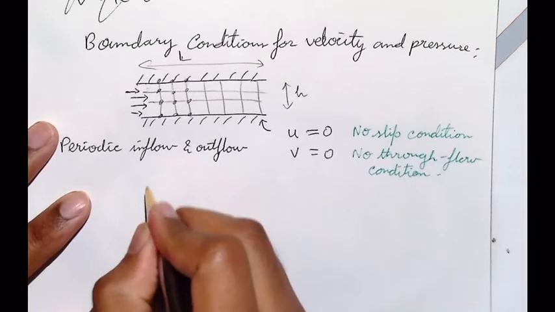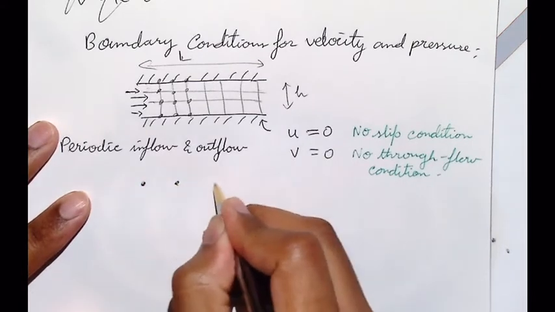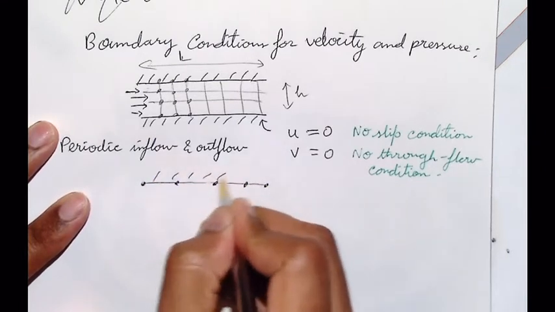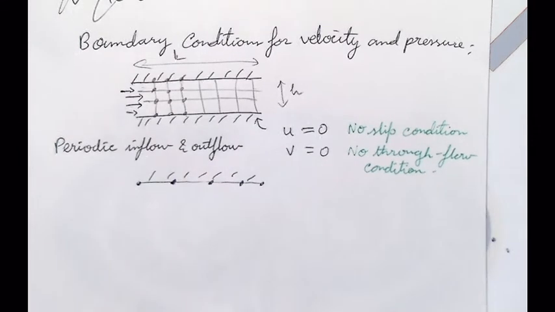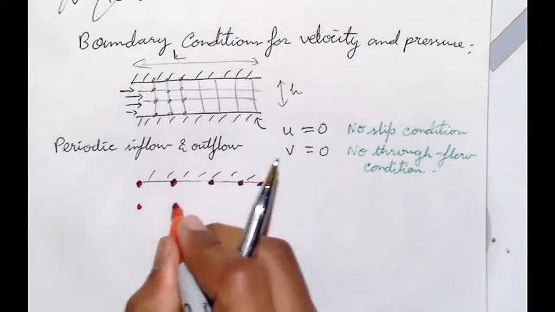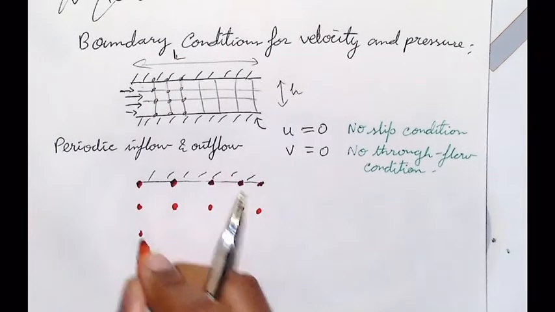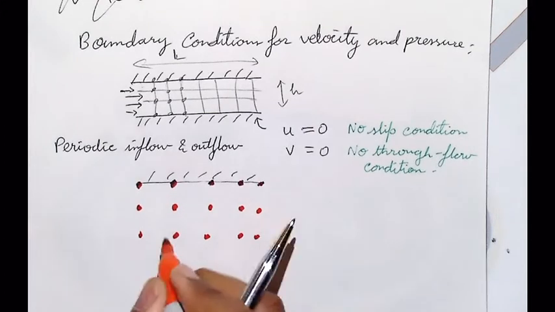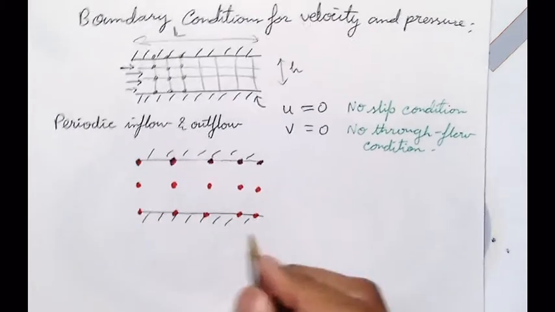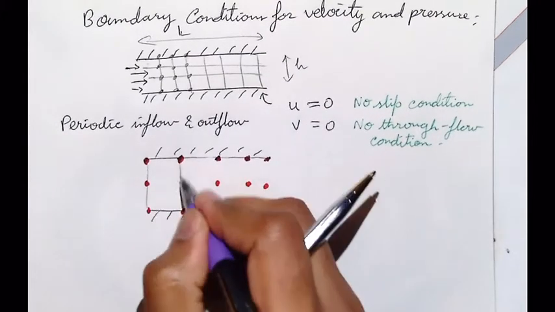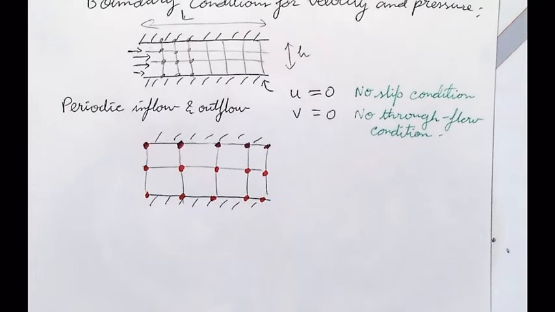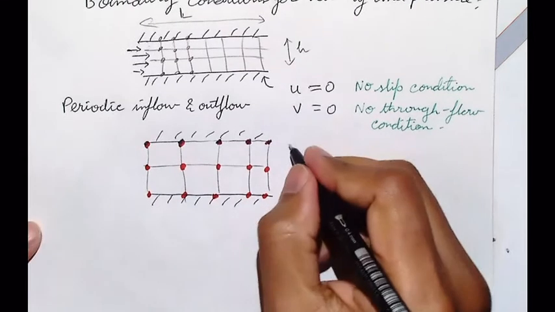So let me see. I will just use a few points just to keep things easy. This is my upper wall. Let me say I will use only these points for discretizing. Okay, what we do is we create something called ghost cells.